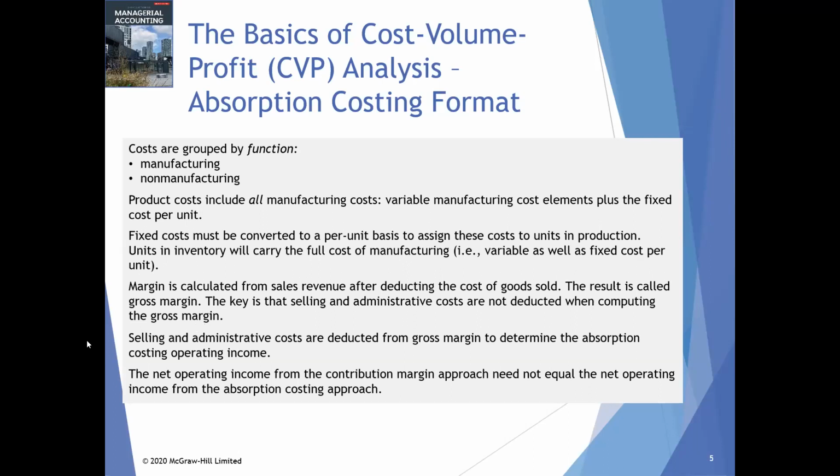Margin is calculated from sale revenue after deducting the cost of goods sold. The result is called gross margin. The key is that the selling and administrative costs are not deducted when computing the gross margin, not gross profit. Selling and administrative costs are deducted from the gross margin to determine the absorption costing operating income. The net operating income from the contribution margin approach need not equal the net operating income from the absorption costing approach. So both approaches are different, contribution and absorption.